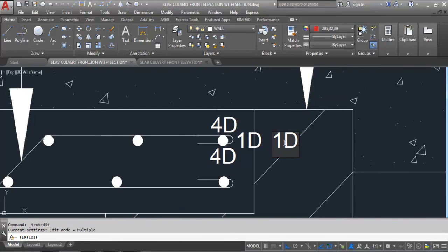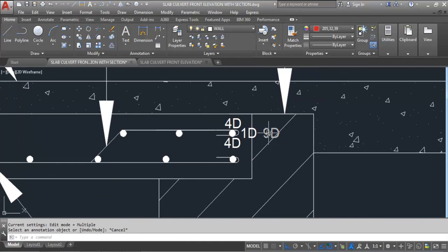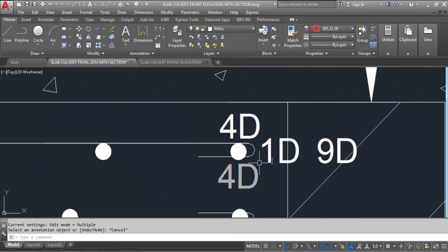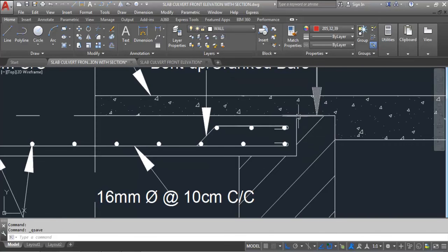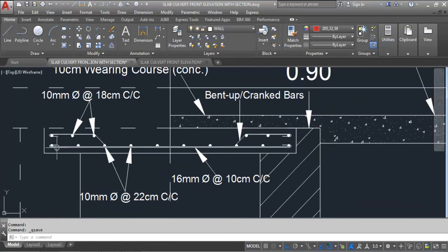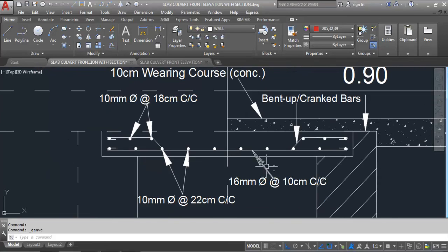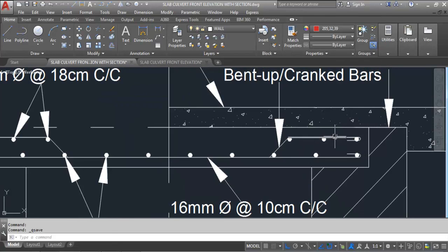You can see here one side, so another side also 9D. So total 18D. This is the hook. Hope you understand how we calculate 9D. This is 4D, this is 4D, and this is 1D. D is the diameter of the bar. Here D is the 16 millimeter bar. This side is also the same. So this is how you can calculate the hook.